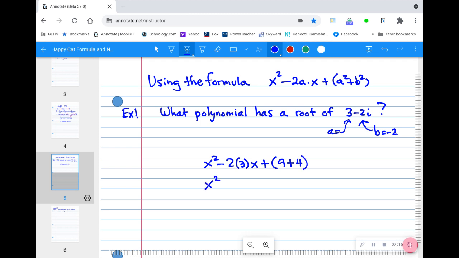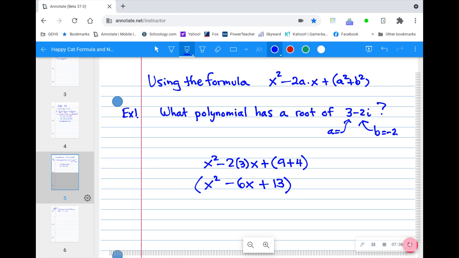So this is the final answer there. That is the polynomial that has answers of 3 minus 2i, and incidentally it would have another answer, the conjugate one, which would be 3 plus 2i. So there it is. There's the factor.